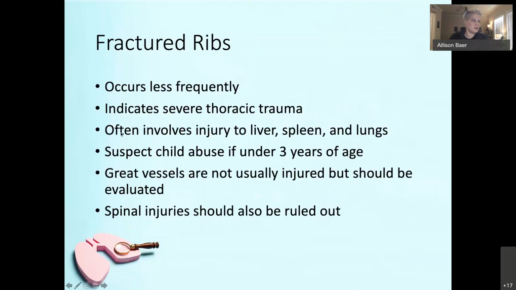I do have rib fractures. Okay. So fractured ribs, again, this occurs less frequently because those ribs are more elastic. So if you see fractured ribs in kids, especially the younger they are, it indicates a severe trauma. It can also have injury to their liver, lungs, spleen, anything that's under those ribs. If they're less than 3, you're going to suspect child abuse because, again, it's very hard to fracture a kid's ribs. The great vessels are usually not injured, but you want to make sure you evaluate them. And again, if the trauma was severe enough to fracture the ribs, you're going to want to look for other trauma, especially spinal injuries.